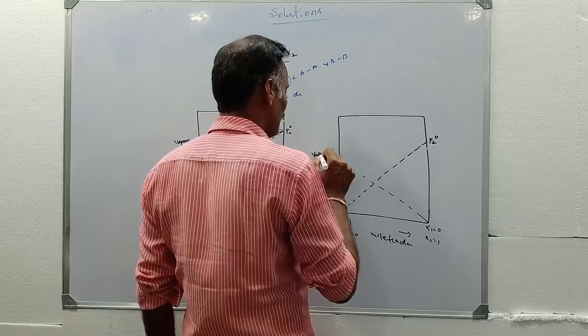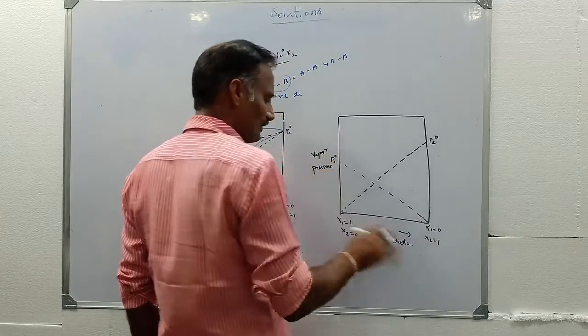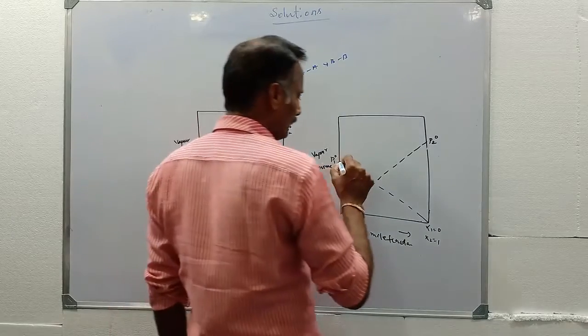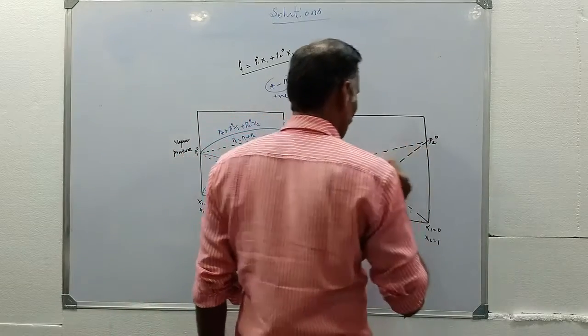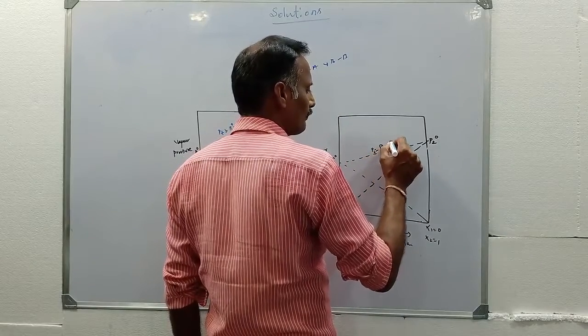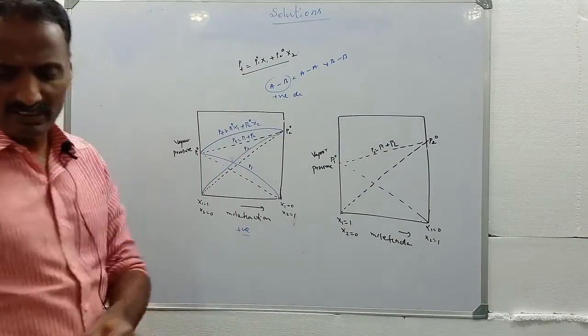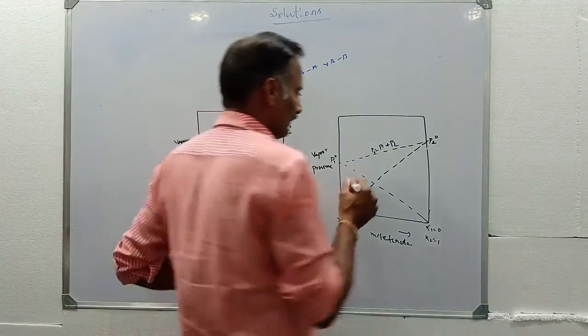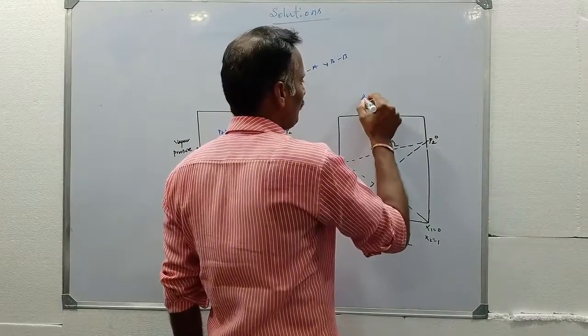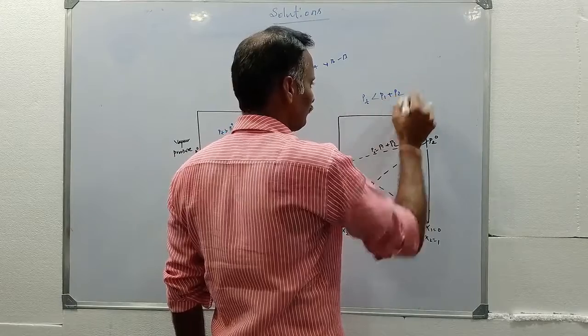This is vapor pressure versus mole fraction, and this one is P total. Here P total is equal to P1 plus P2. Then solutions which show negative deviations, negative means P total value is less than P1 plus P2.